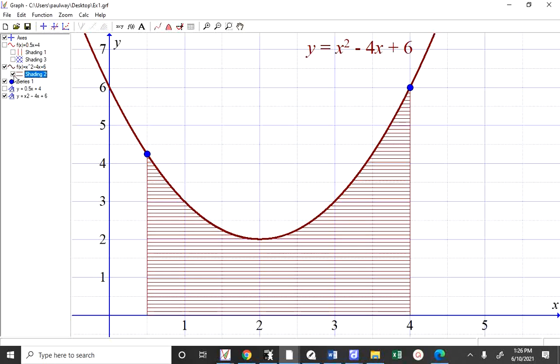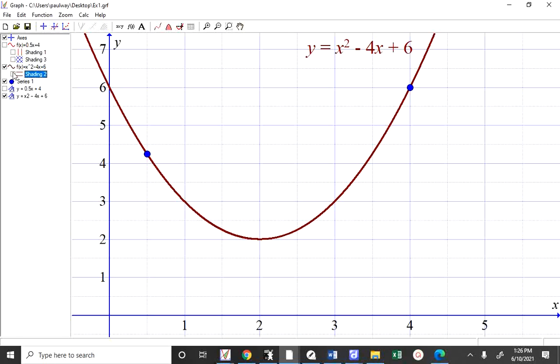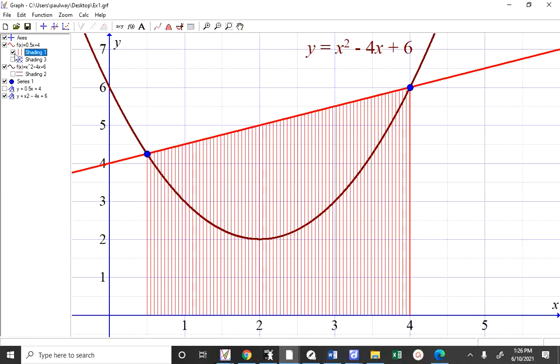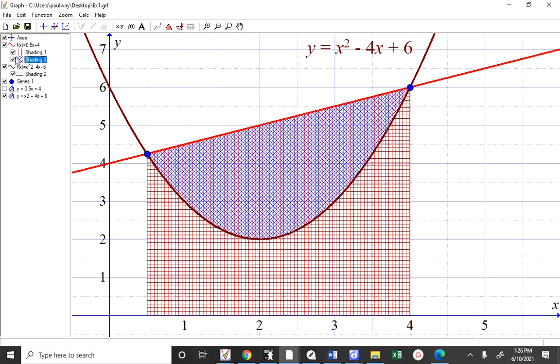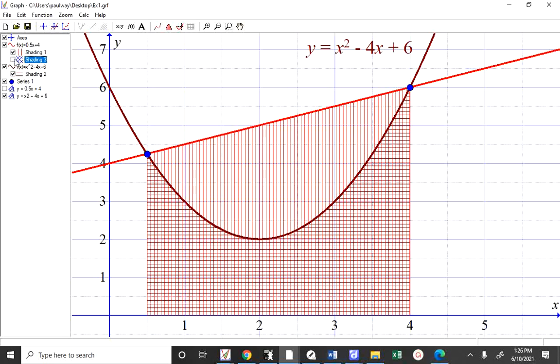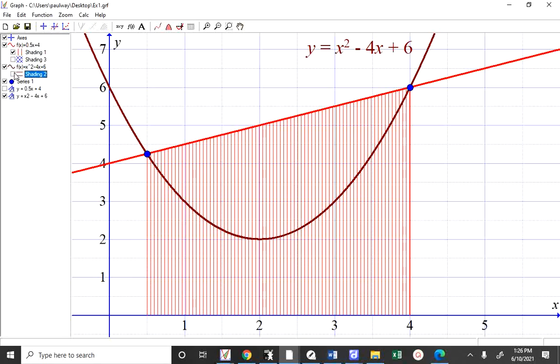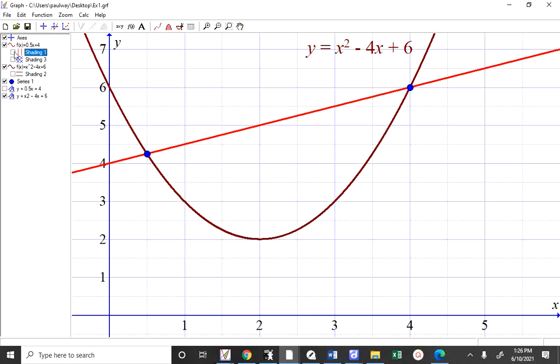This area would be the integral of that function from 1/2 to 4. If we put them together, and it's kind of confusing, but this is the area under the red function. This is the area under the brown function. This is the area we're asked to find. And it's kind of like a literal puzzle here. The area we're asked to find would be this whole area minus this area.